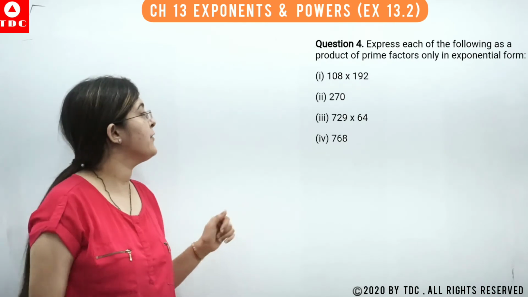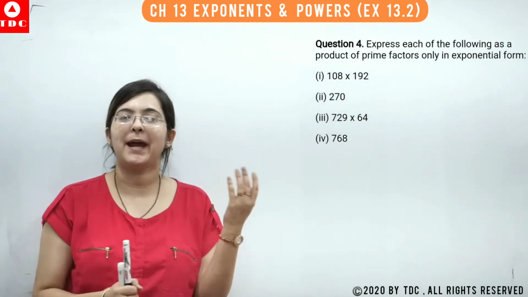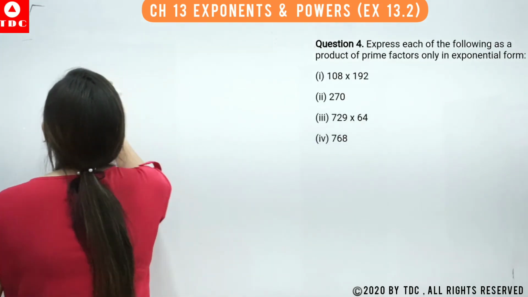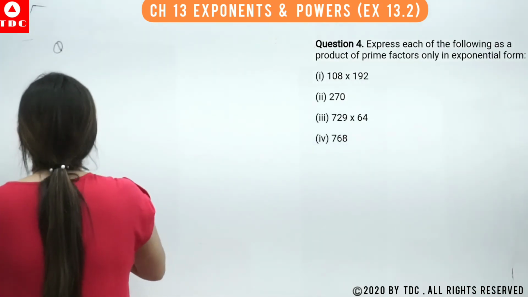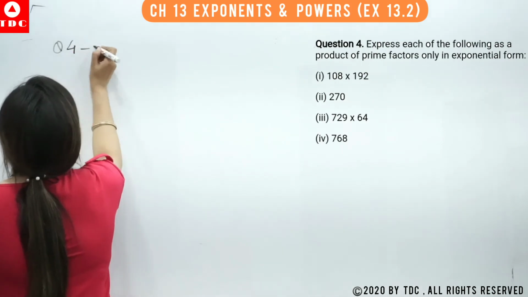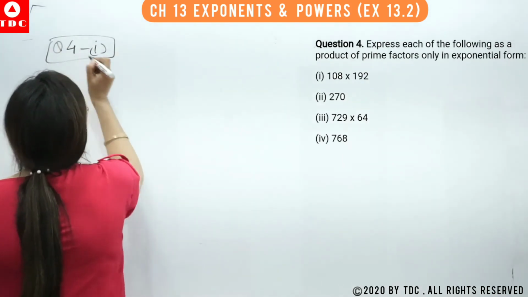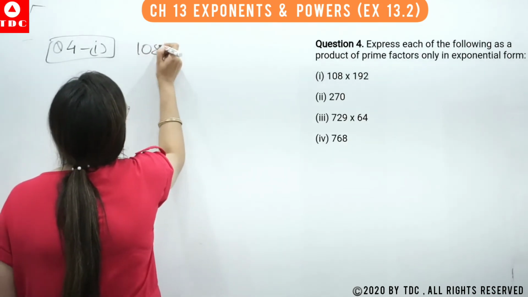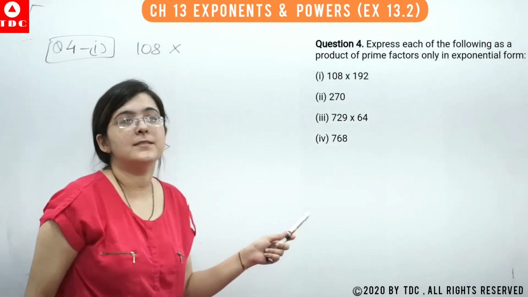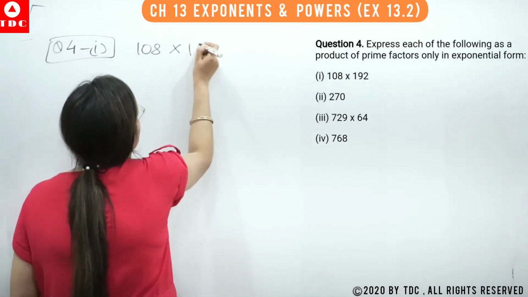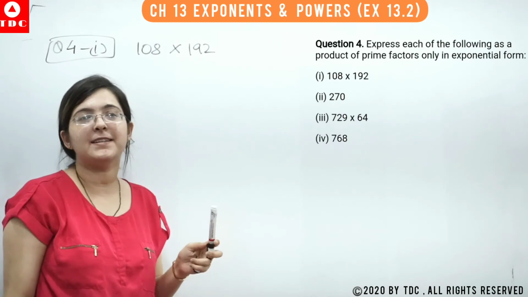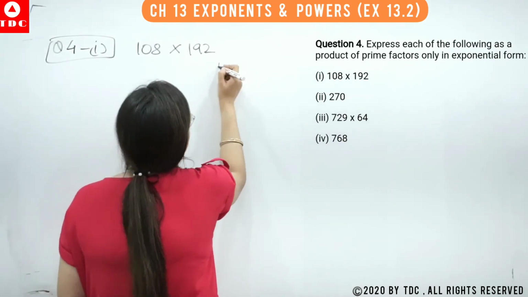See question number 4, students. Express each of the following as a product of its prime factors in the exponential form. So let's see what it is. The first part is given as 108 into 192. So first let's prime factorize them and see what we will get.